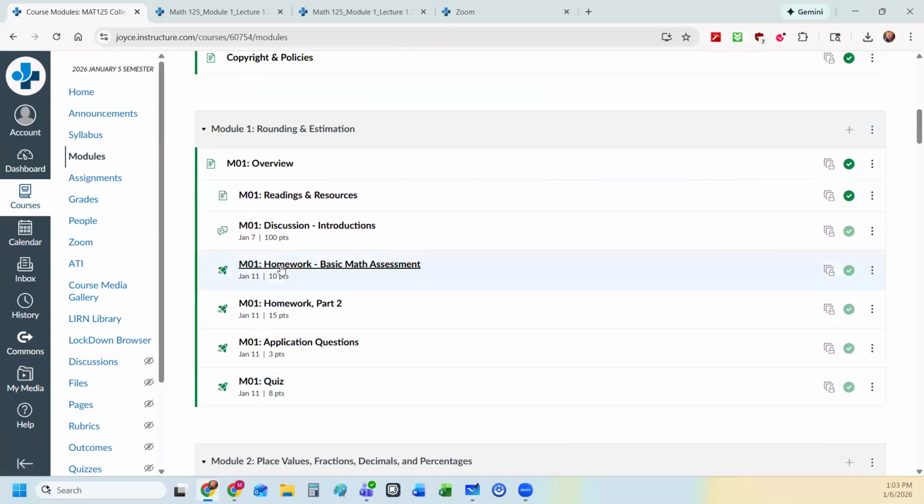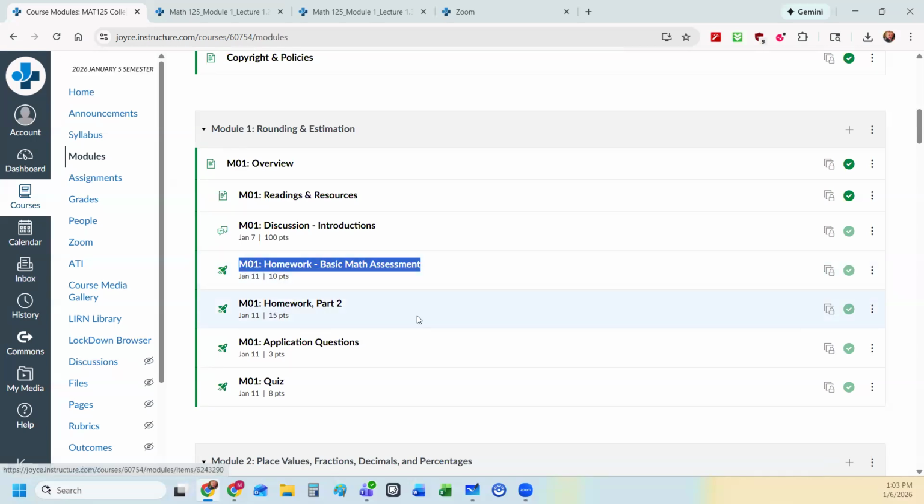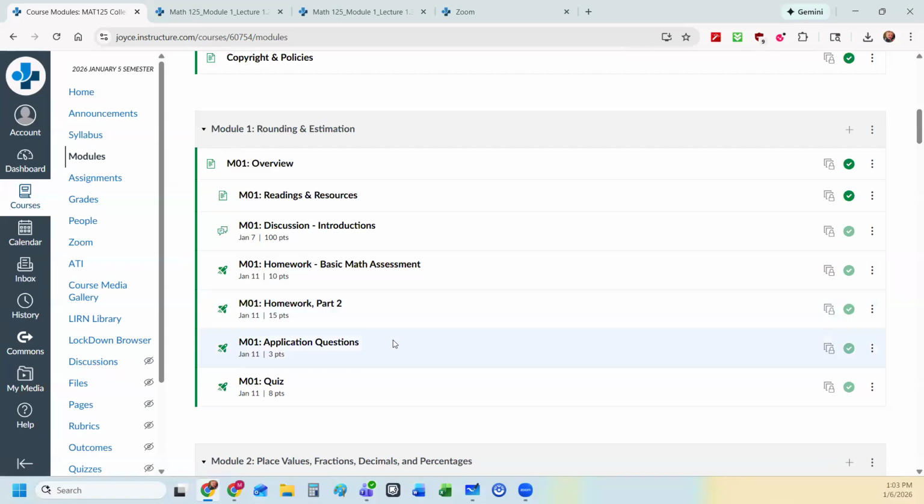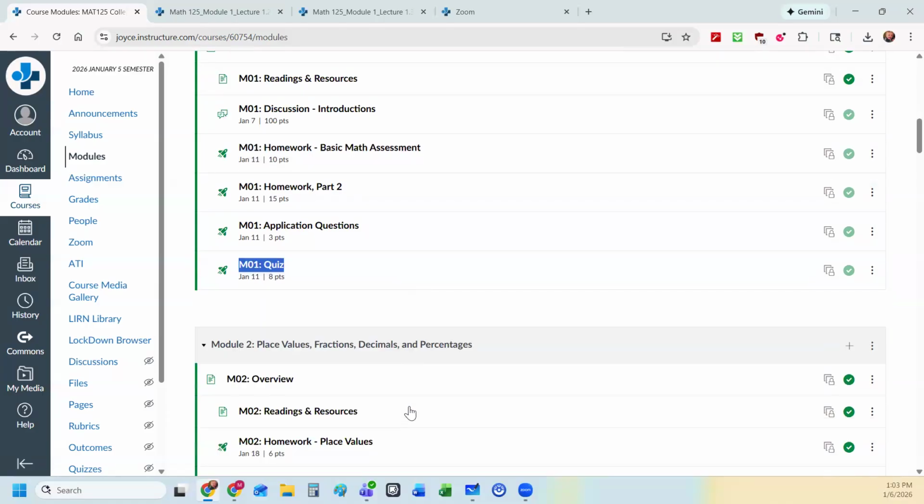Scroll back down here. Your homeworks are here as well. There's two homeworks. The first one is just a basic math assessment. The second one is an actual homework. They've named it Homework Part 2. And then you'll have these questions, like another little homework, but kind of a quizzy type thing. And then an actual quiz. And you'll have those at the end of every module. Right?